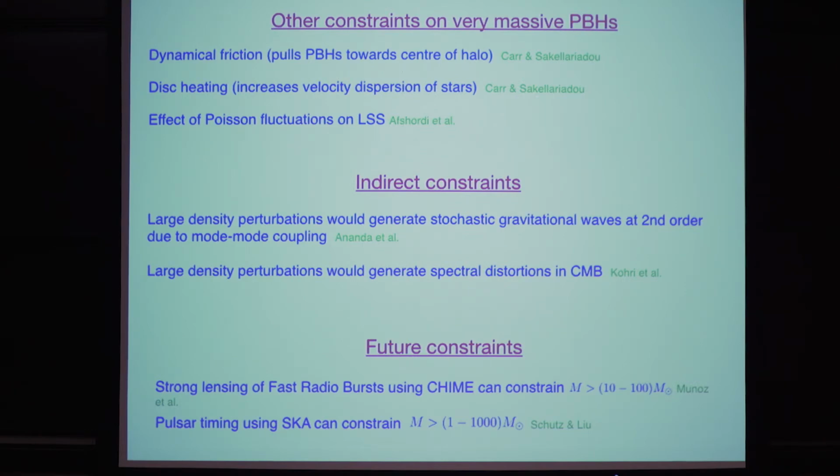And then finally, looking to the future, what different constraints might be coming. Strong lensing of fast radio bursts could potentially be detected in the future, and this would be another constraint in this tens to hundreds of solar mass region. And similarly, for quite a wide range of masses, pulsar timing using the SKA, the Square Kilometre Array, could in the future put tighter constraints on this region.